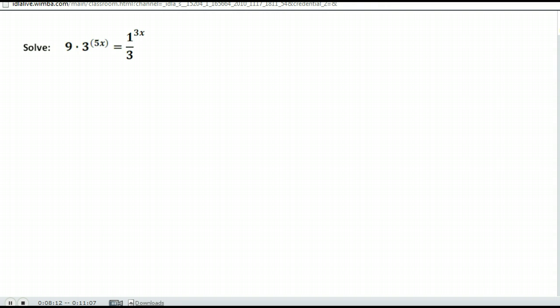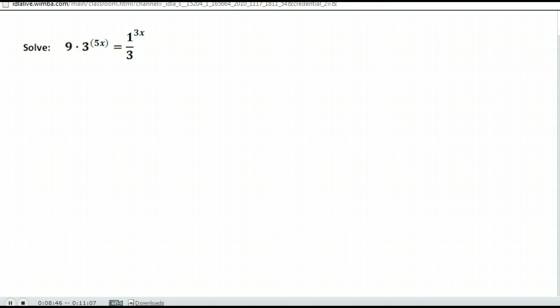All right, here is our final example. We are going to solve this. Notice it has fractions in it. It has a 9 times the 3 to the 5x. Our first job, anytime we do an exponential problem, is to isolate the exponential part. But notice we have exponents on both sides, an x in the exponent on both sides. So dividing by 9 would just move it to the other side. So what we're going to try to do is write everything as a power of 3. That's what we're going to try out.